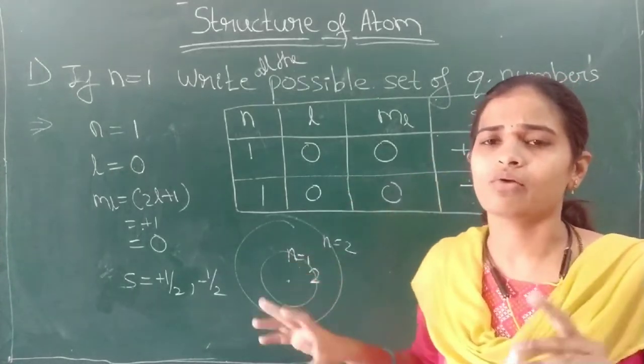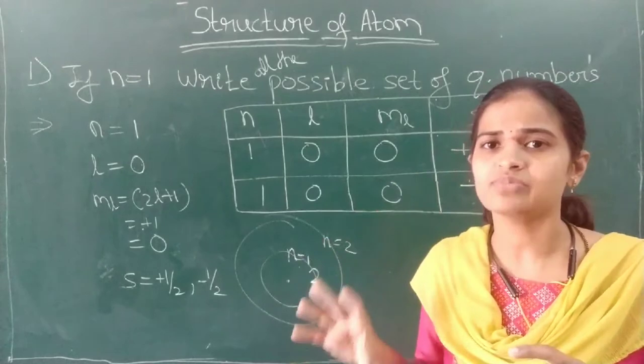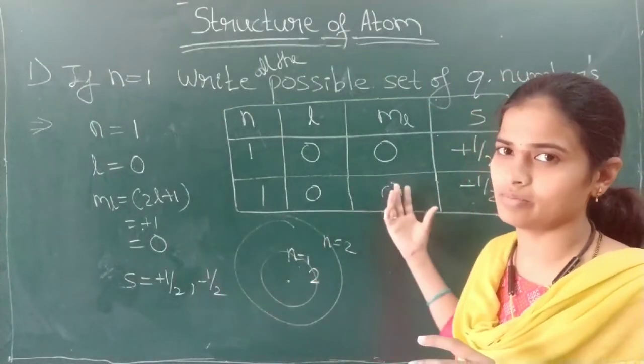Remember, no 2 electrons in an orbital can have the same set of values for all the 4 quantum numbers.